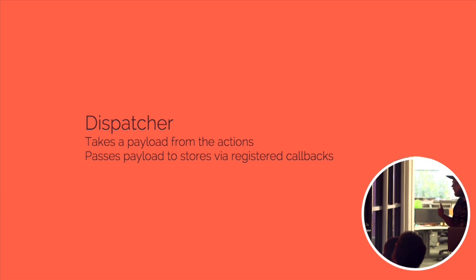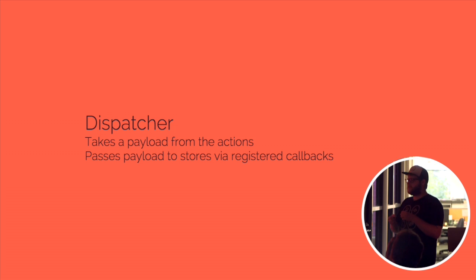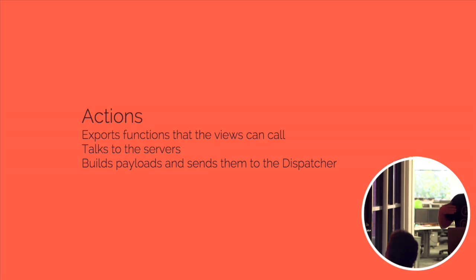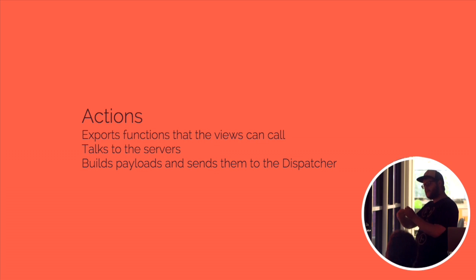So if we go through this a bit more, we'll go into a little more detail about Flux. First, the dispatcher takes the payload from the actions. It passes the payload to the stores via registered callbacks. The stores get a chance to register something into the dispatcher, and when the dispatcher gets the payload, it sends that same payload to every callback that's registered with it. The actions create that payload and pass it into the store. In the code that I'm going to show you tonight, the actions are also going to be doing the asynchronous stuff back to the server.